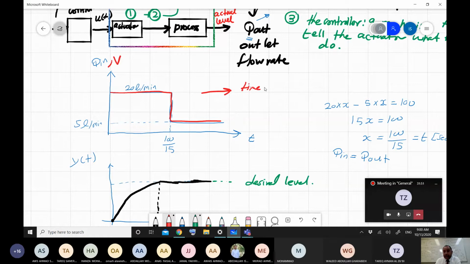Now let's see. This signal is a time based signal, which means that this signal depends only on time, yes or no? Yes, depends on time. So simply, this means that there's no relation between the actual output and this signal, yes or no? Is this signal changed according to the actual output or according to the desired?